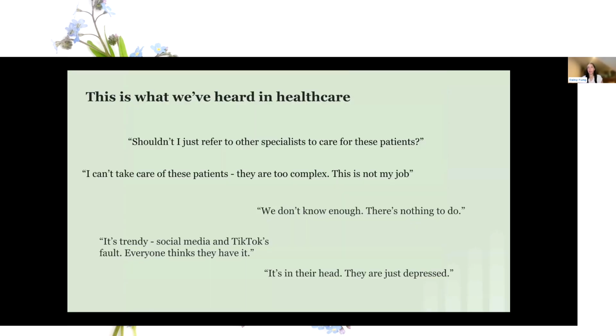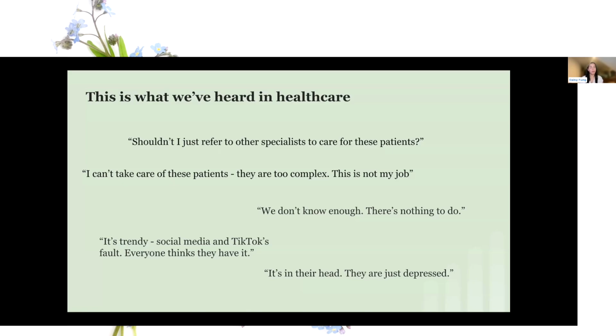And this is what we've heard in healthcare, and this is what I've heard, on social media, to my face, from my colleagues in different spaces. Why can't I just refer to other specialists? This isn't my job. It's too hard. We don't know anything. I can't do anything. We don't know enough, or because we don't know anything, there's no treatment, quote unquote. It's not real. It's in your head. You're depressed. It's psychiatric. It's trendy. People think they have it because they go on social media.